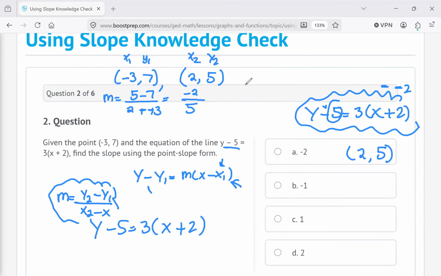Hmm. Find the slope using the point slope form.